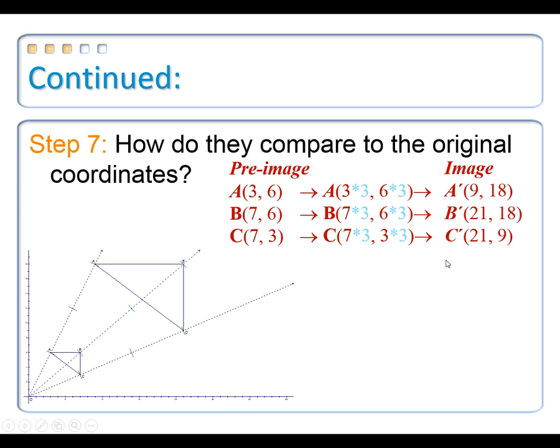So if I take all my x's and all my y's and multiply by 3, which is my scale factor, then guess what? We will get the image points. Isn't that cool, you guys? Pretty awesome. Awesome sauce, right?